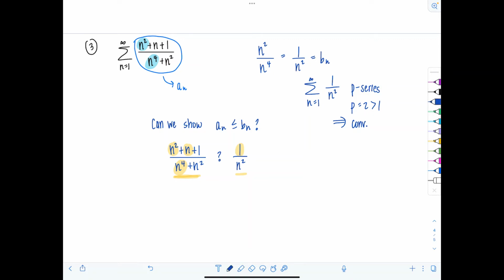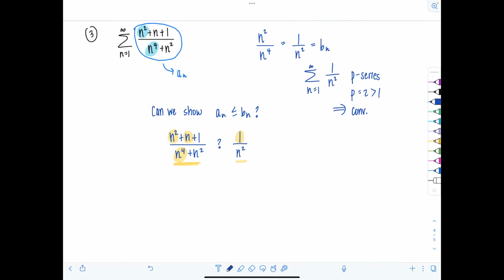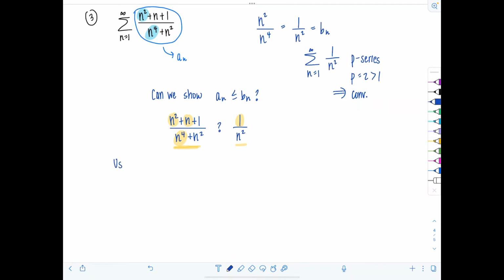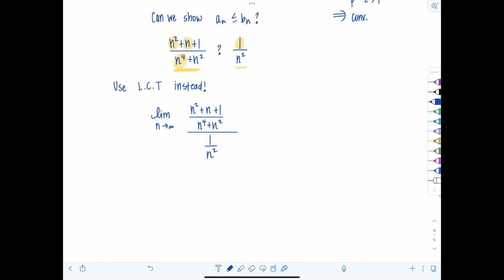So when you run into this case, you go, well, it's probably not a good idea to go for the direct comparison test. Let's use the limit comparison test instead. If you can't show the inequality that you need, then try the limit comparison test. So we're going to look at the limit as n approaches infinity of n squared plus n plus 1 over n to the 4th plus n squared, over 1 over n squared.